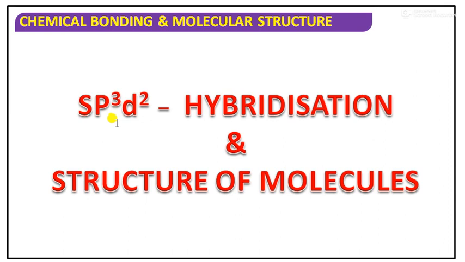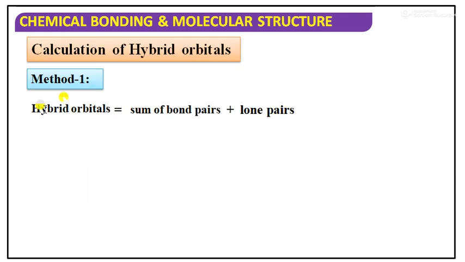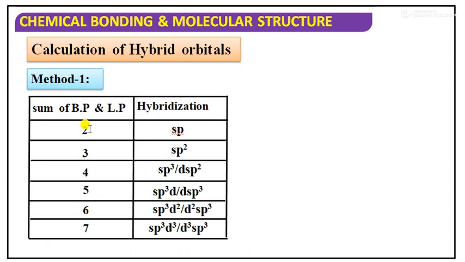Next, hybridization and structure of the molecules. You see very clearly what happened here. Consider the number of hybrid orbitals involved. Hybridization is equal to the sum of the bond pairs plus the sum of the lone pairs only. By using a short trick, we can find the hybridization of the individual molecule. Suppose there are 2 bond pairs, this hybridization is sp hybridization.